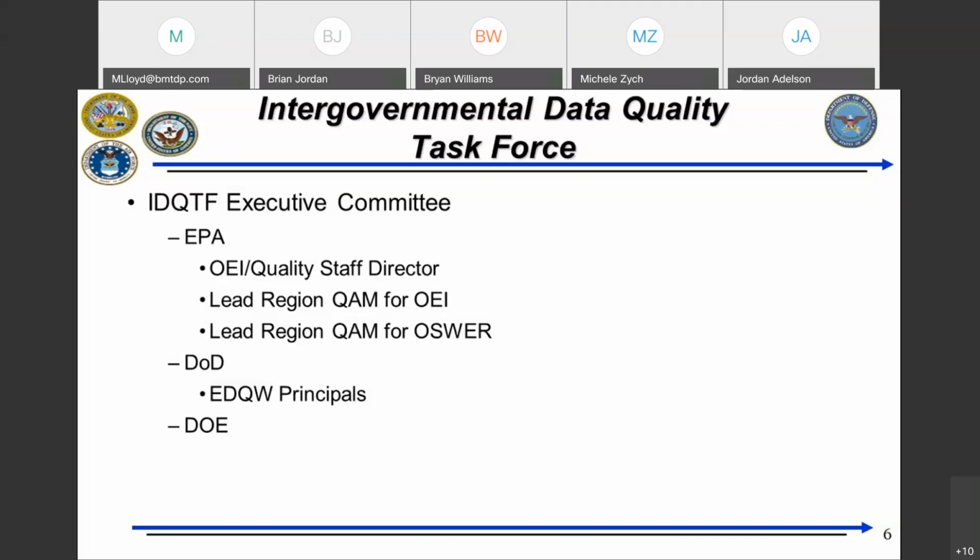Over the past few years, we've really been focused on the munitions side of the house, munitions cleanup. We've got a couple of initiatives that we're working on that we're trying to expand to be more IDQTF, just beyond what the EDQW is doing, and really engage the regulators and get some buy-in on what we're working on. So we've got some big plans to work on that.